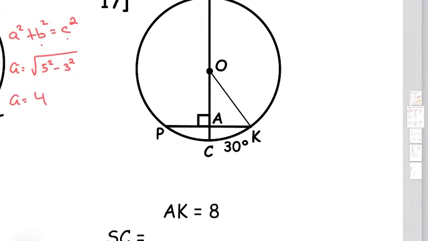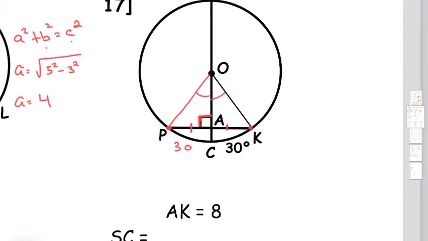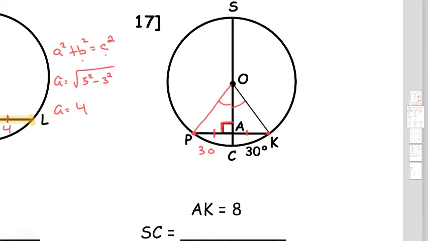Moving on to 17. So once again, notice how we have a chord and the radius is perpendicular to that chord, which means two things. One, these two segments are congruent, and if we were to draw the radius here, these two angles are also congruent. So if CK is 30, that means PC is also 30. And they're telling you that from A to K is 8. So if this is 8 here, that means P to A is also 8. And they're asking us to find SC.